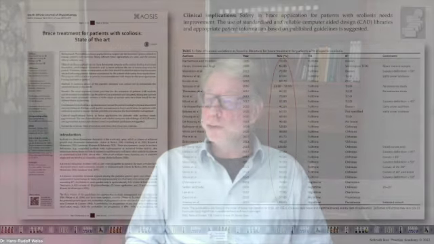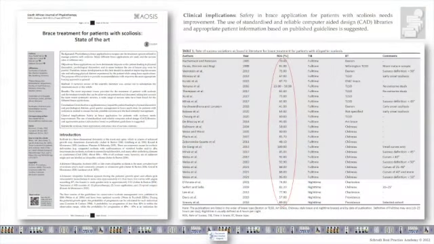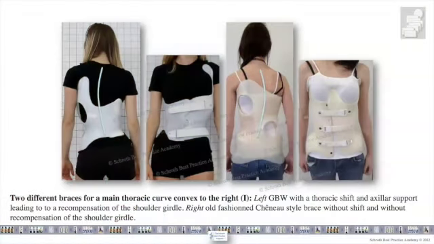There is evidence that the outcome of brace treatment varies to a high extent, also for Chengdu-style derivatives, and I would like to show you why. On the right you see an outdated Chengdu-style brace from the year 2016, without shift and without recompensation of the shoulder girdle, compared to a Genzinger brace, GBW, with a clear mirroring of the right thoracic curve on the left. Both braces are made for a right thoracic curve.